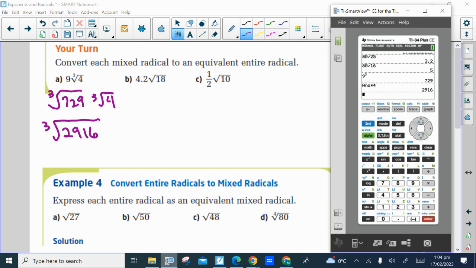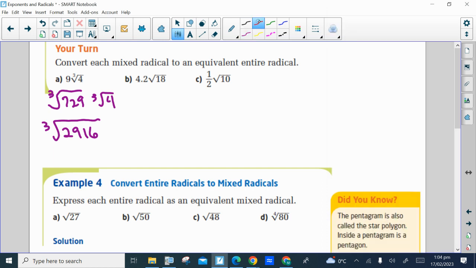And like we've been doing, you can always check these. If I take the cube root of that previous answer, that number, it's that decimal, well, that should be equal to the original. 9 times the cube root of 4, same decimal. So our answer is equivalent to what we started with. It's correct.